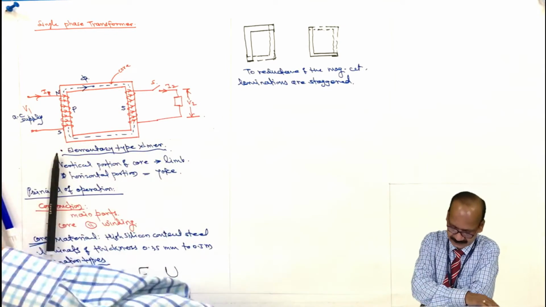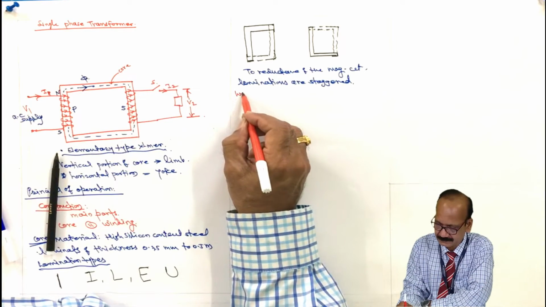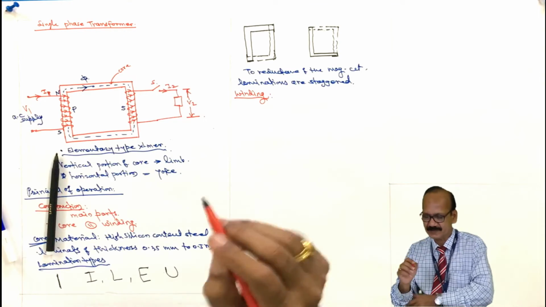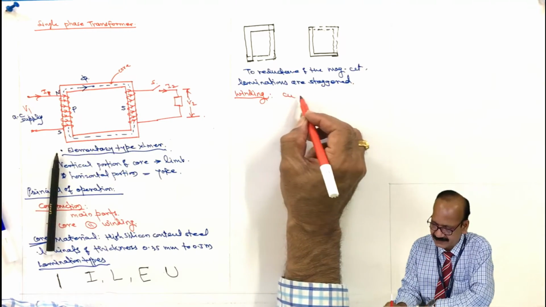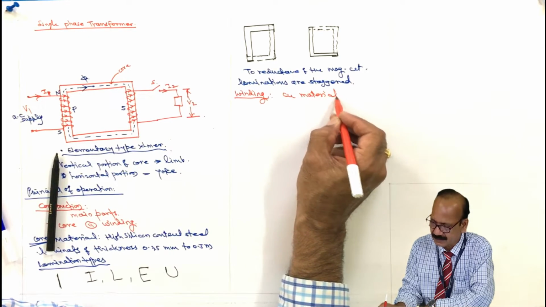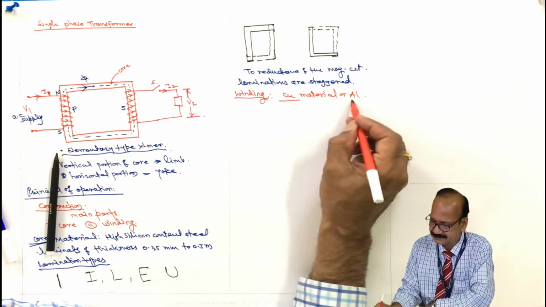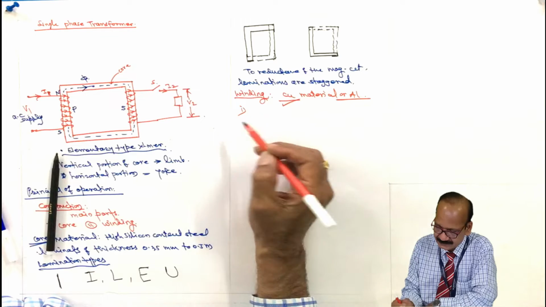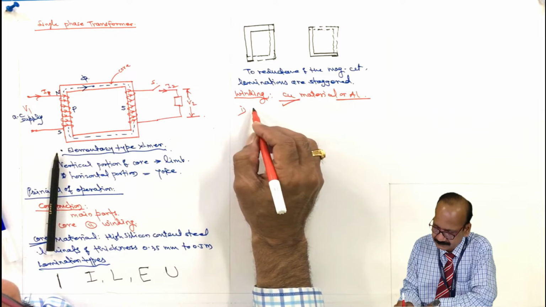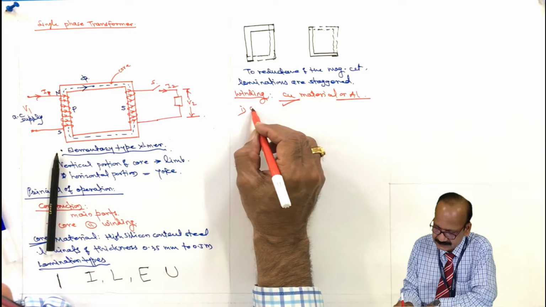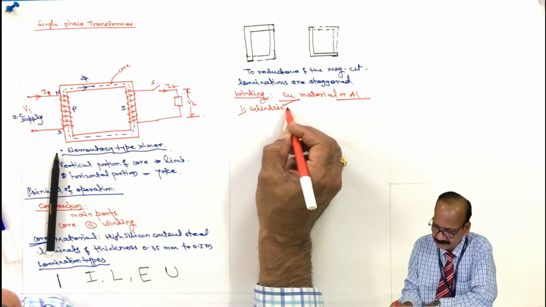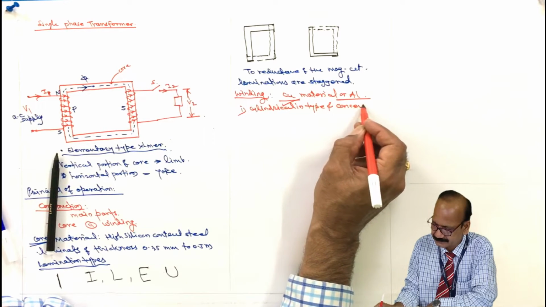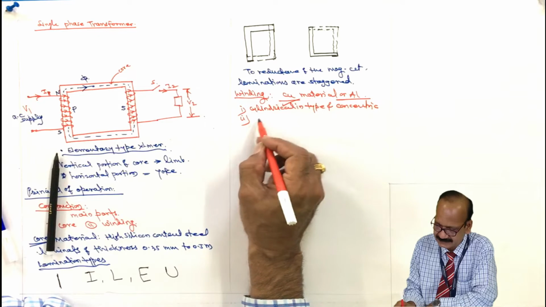Now consider the windings. These windings are generally made up of copper material or aluminum material. And they are of two types. One, cylindrical in type, and concentric. And the second one is the sandwich type.